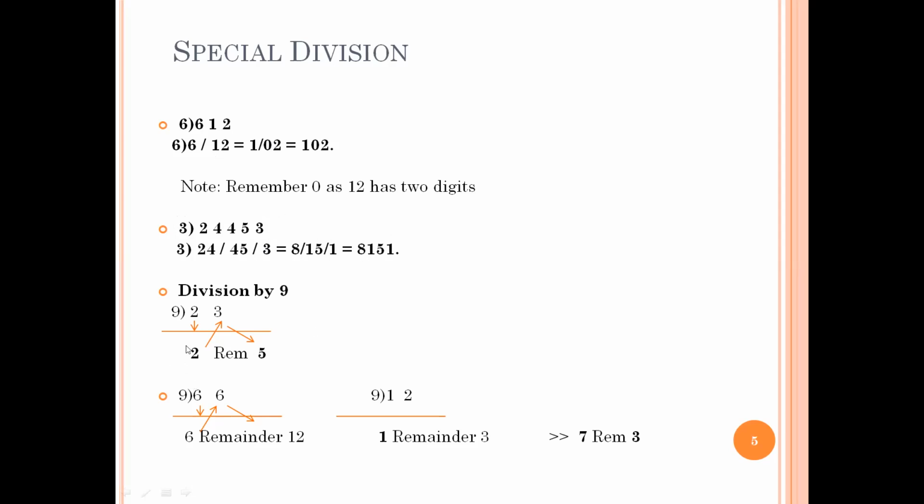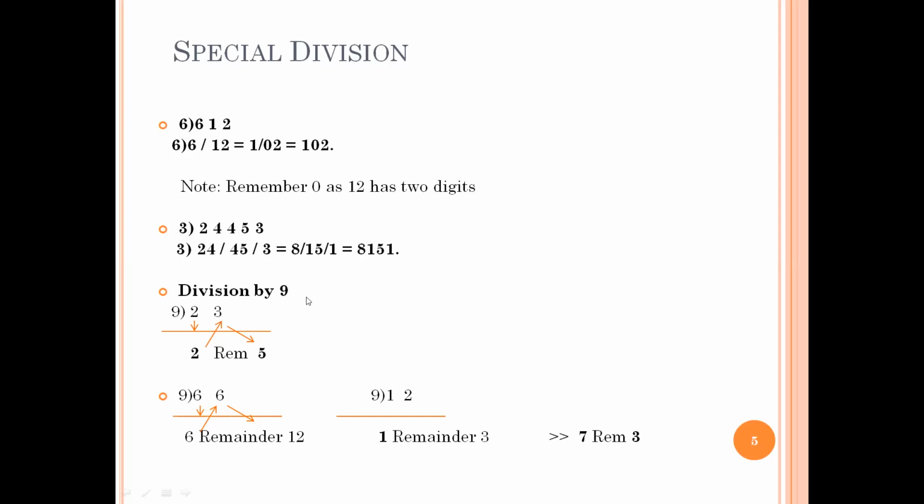Now, another technique of division, which is near to the base. Division by 9, suppose. How to do it? 23 divided by 9. We simply pull the 2 down as it is, write 2 as it is.